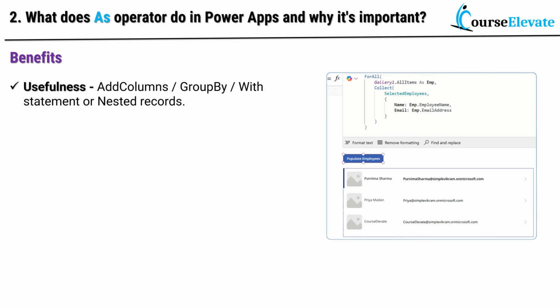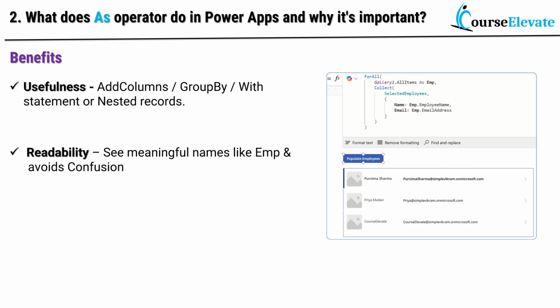So there are various benefits of using the As operator. The first is usefulness. The As operator is useful in AddColumns, GroupBy or With statements and when dealing with nested records. Second is readability. Instead of seeing many ThisRecord references, you have meaningful names like emp. Third is fewer bugs. It reduces the chance of referencing the wrong field. Next is professional best practice. Experienced Power Platform developers use it for clean formulas.